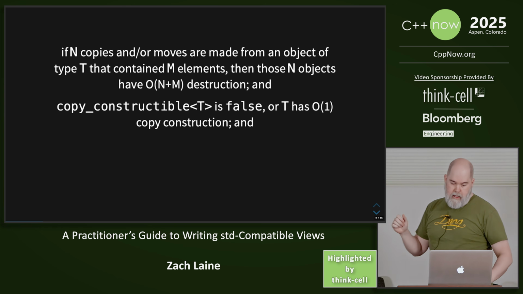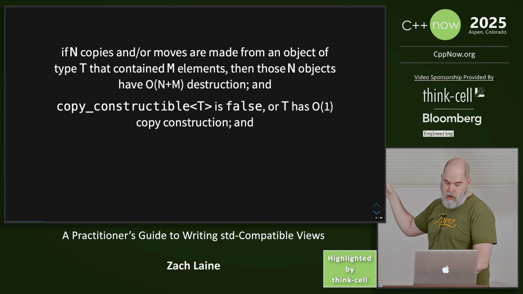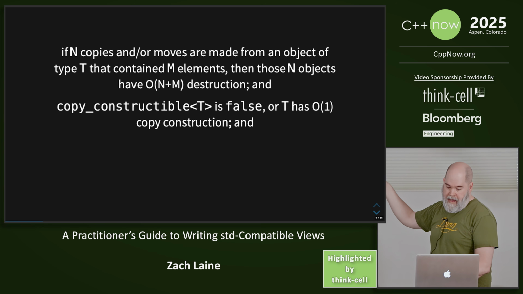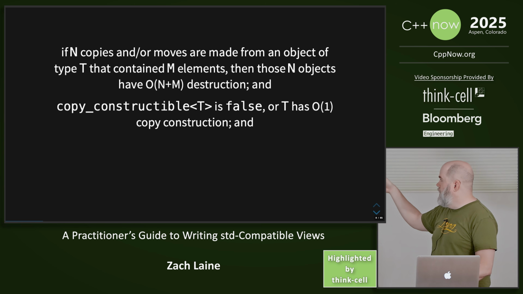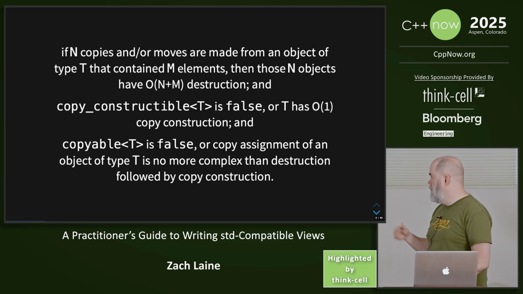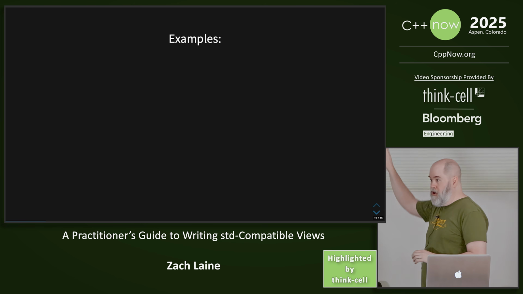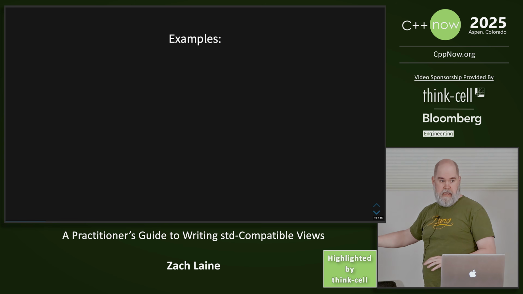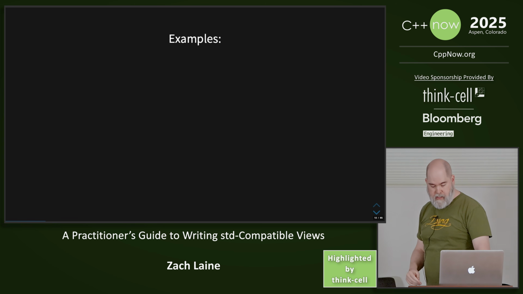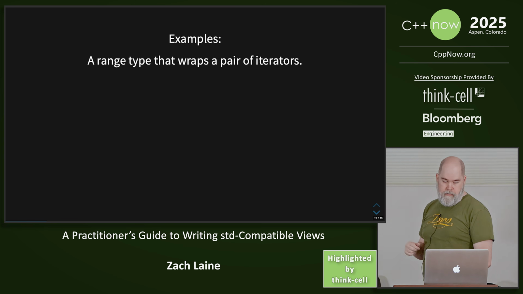Yep. Okay. So if you are copy constructible, and then you have this requirement that you be order 1 copyable, then either copyable is false or copy assignment of an object of type T is no more complex than destruction followed by copy construction. This is basically the same thing from the move version. Everything I've been talking about before is from the standard, which is why I'm reading off of the slide directly. These are examples also directly from the standard.